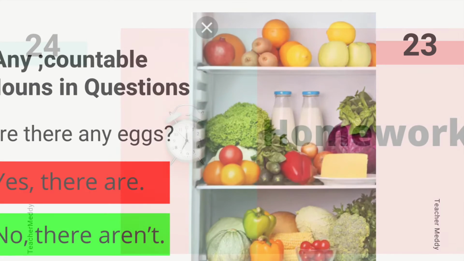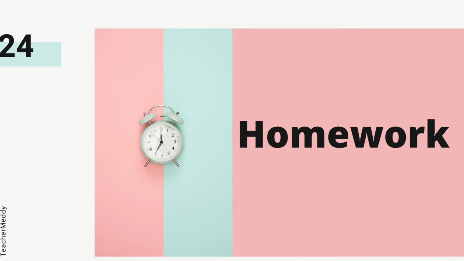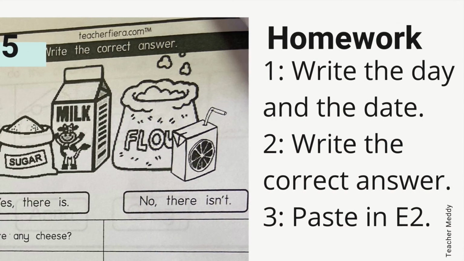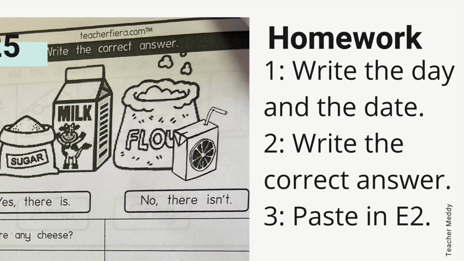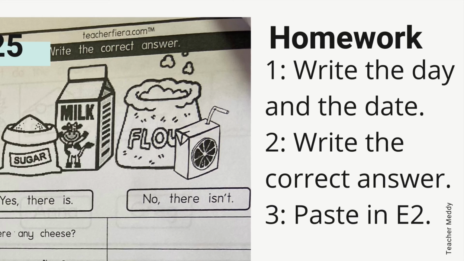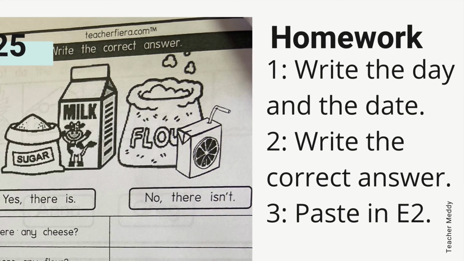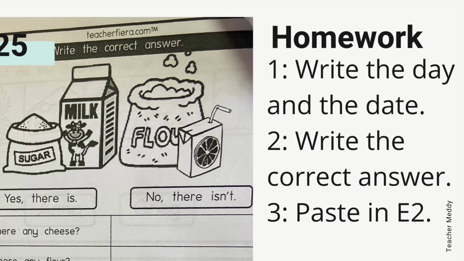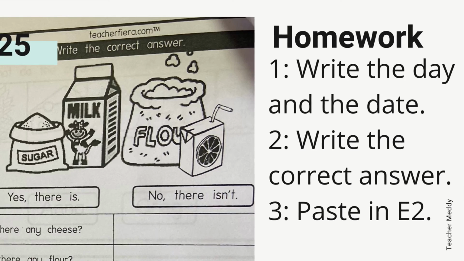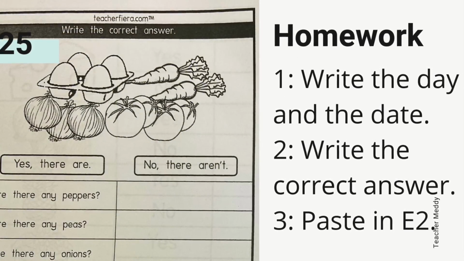Okay, so let's look at the homework right now. What you have to do, take out your module 6. Okay, please look at this page first. Now remember, write the day and the date. Write the correct answer. Now look at the question. Is there any cheese? Remember, when we start with is, the answer also must have is. Okay, now question 2. Write the day and the date.